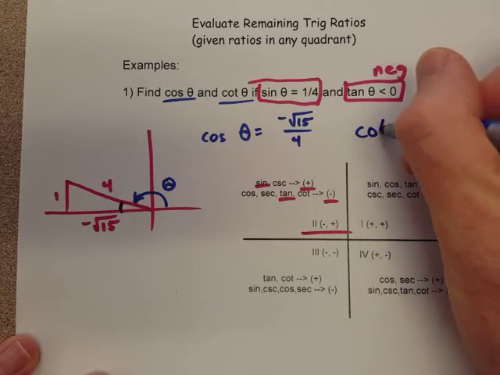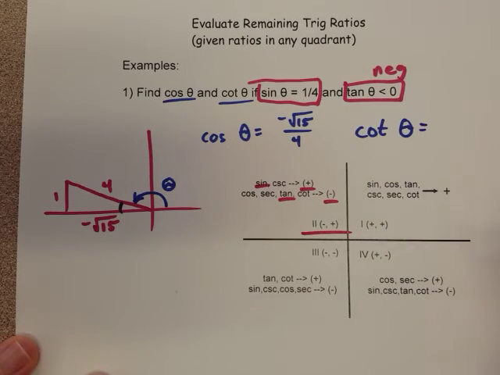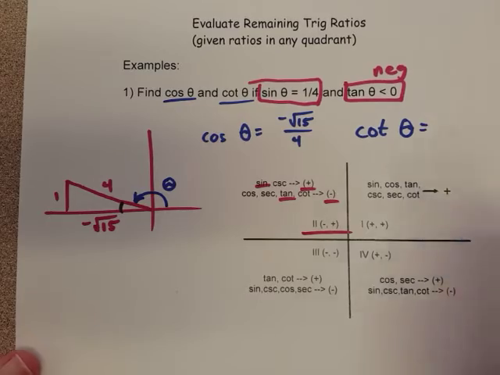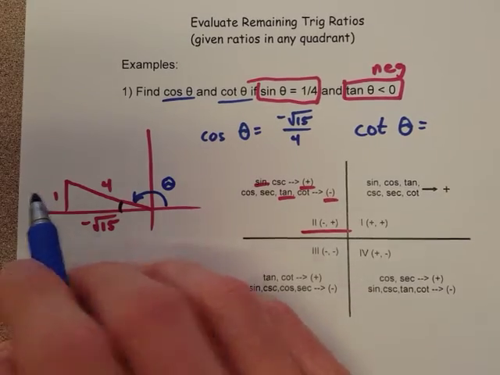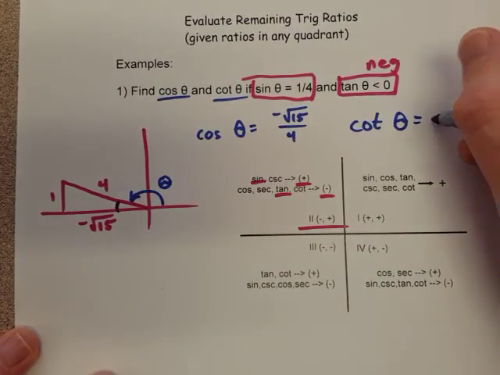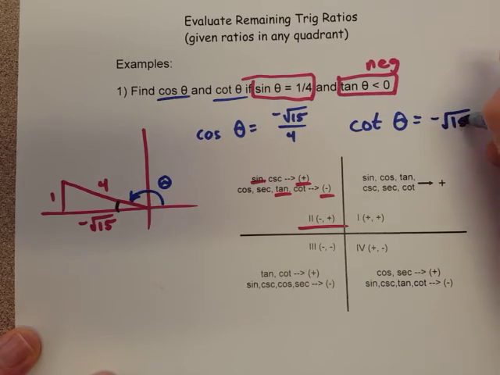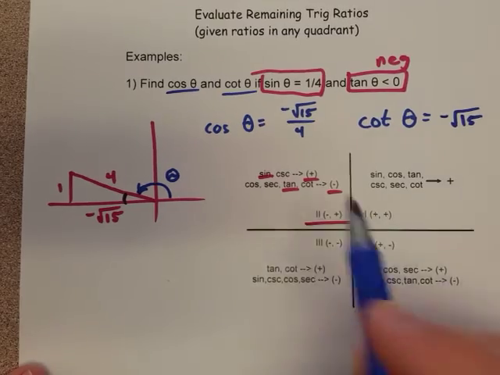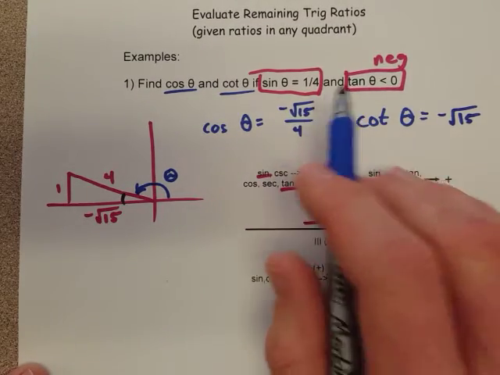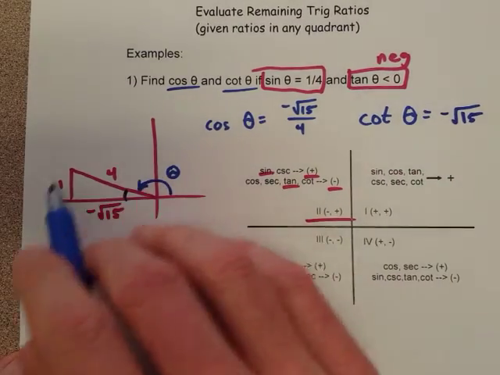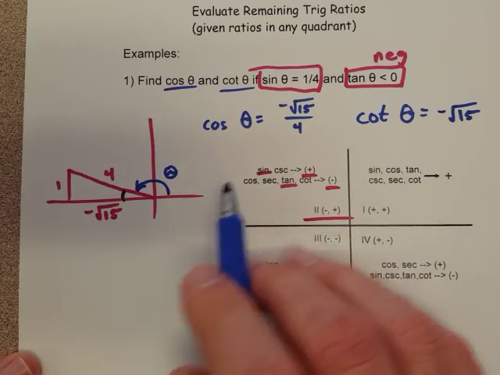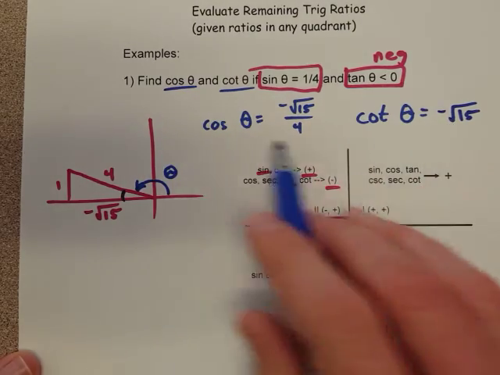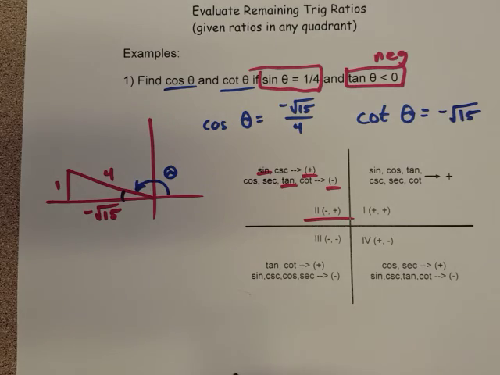Next is cotangent. And in that one, cotangent is adjacent over opposite. Since there's a 1 on the bottom, we can just leave it as negative square root of 15. And there we have the pieces that we were looking for. So again, we figure out what quadrant it's in. That's step 1. Step 2 is to draw the picture. Once the picture is drawn, then we set up the ones that we're looking for, the ones that are mapped out in the problem.